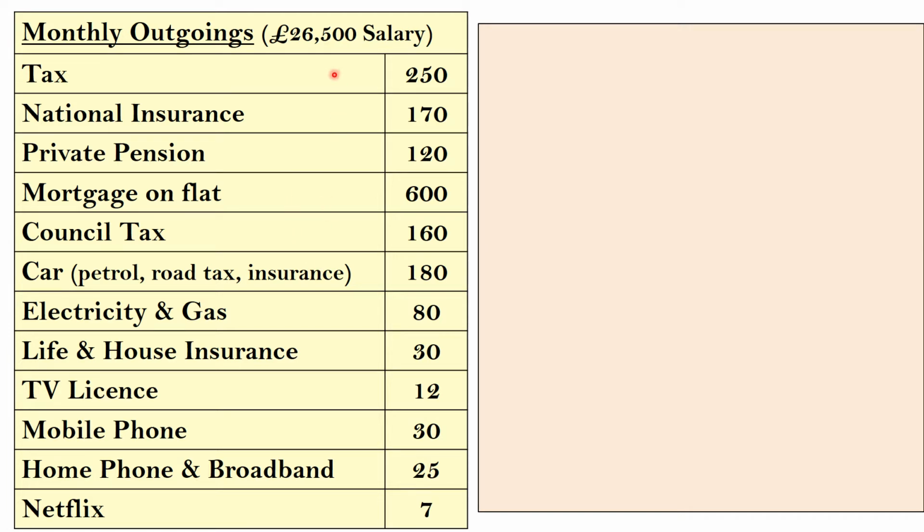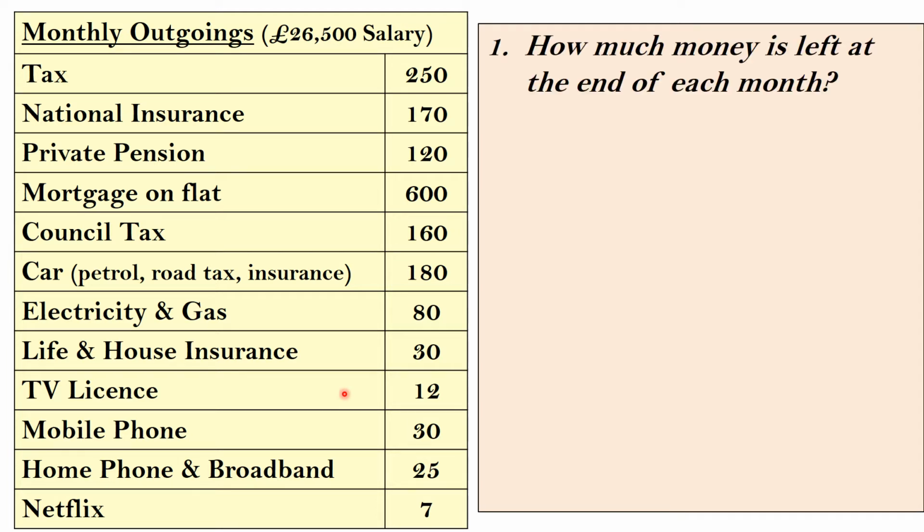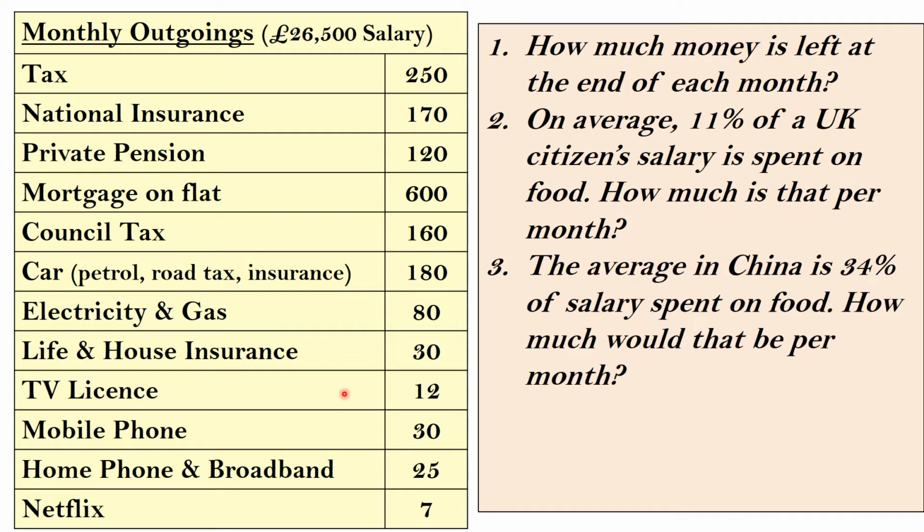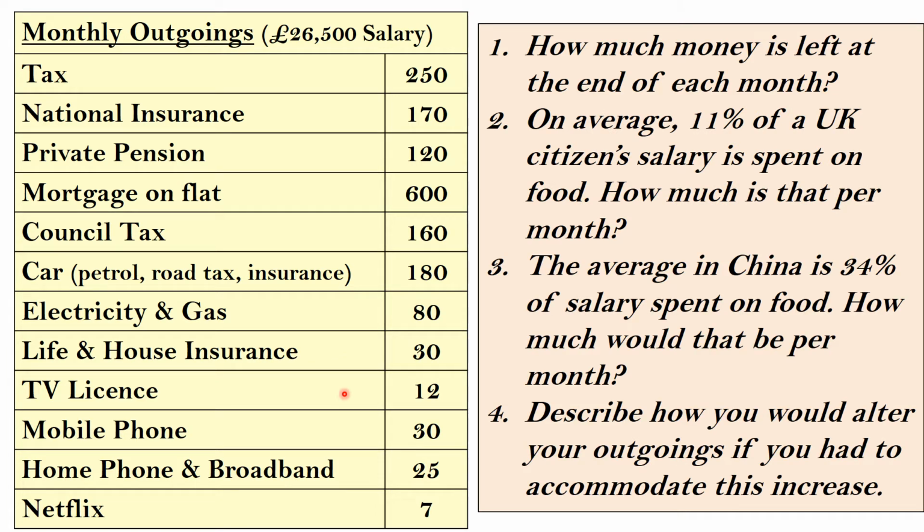So your tax, which comes out of your wage, your national insurance, which comes out of your wage, maybe you get a pension, paying for where you live, council tax, if you've got a car, etc. So a wee bit of maths and various other questions. I want you to have a go at these few questions. So press pause and do that.